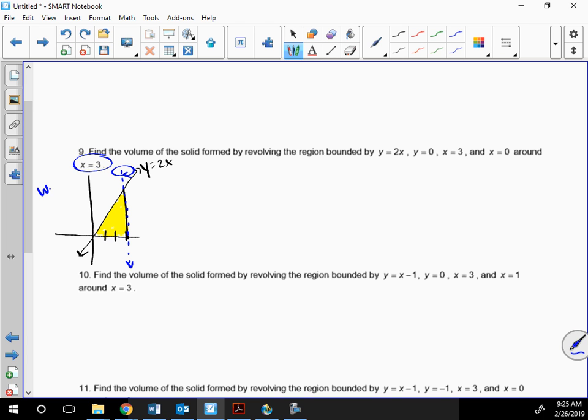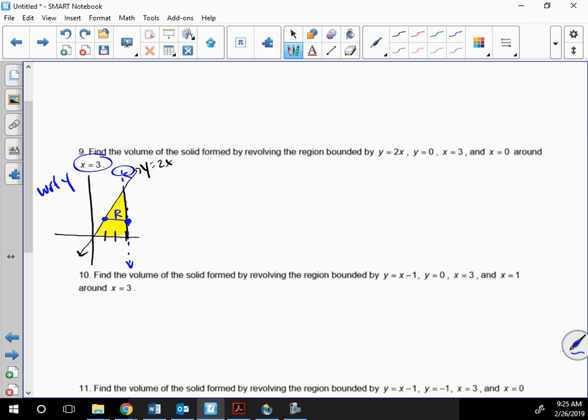Okay, so now we're going with respect to y. A vertical axis of revolution, with respect to y. And so my radius, we still have to go from our axis of revolution to the edge, but now our axis of revolution is a vertical line, not a horizontal line. So I'm going to go from my axis of revolution to the edge. Here's my radius. Since we're doing a vertical axis of revolution, everything has to be with respect to y, which means when we integrate, we're going to have to integrate not 2x, but rather y over 2.